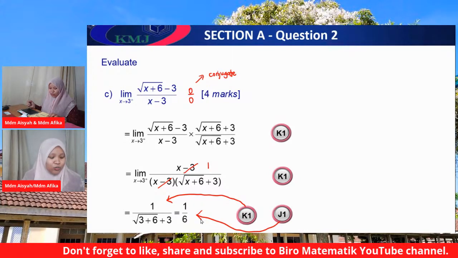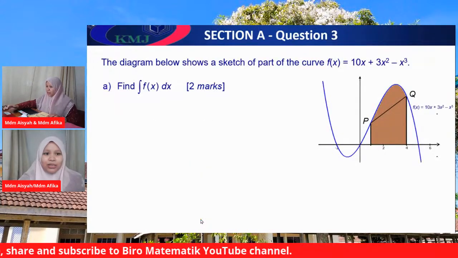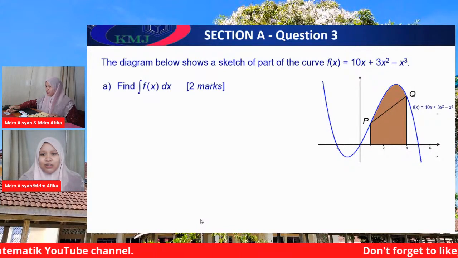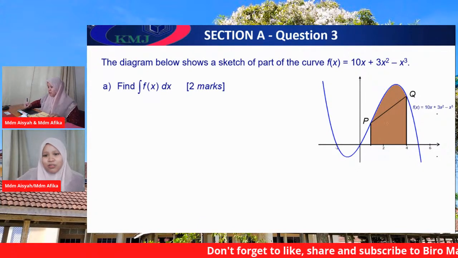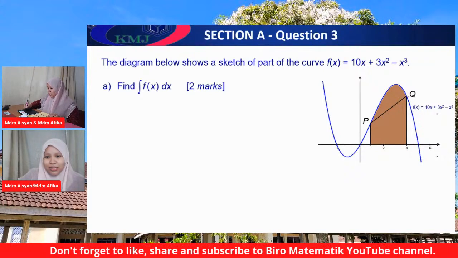Okay, next we continue with section A, question number 3. The diagram below shows a sketch of part of the curve f(x) equals 10x plus 3x squared minus x cubed. So this is the function of f(x), the blue color.